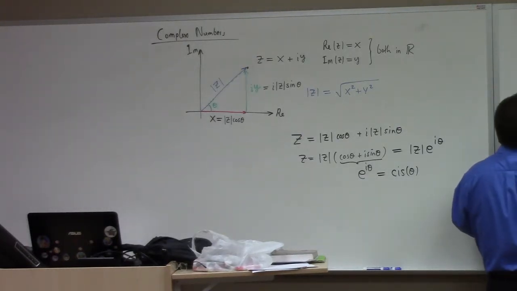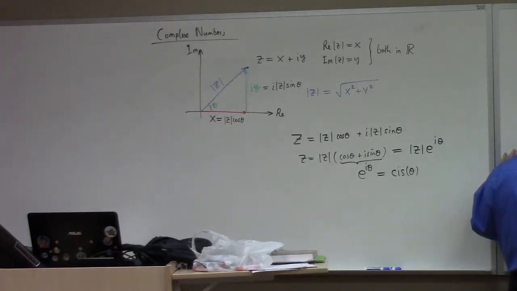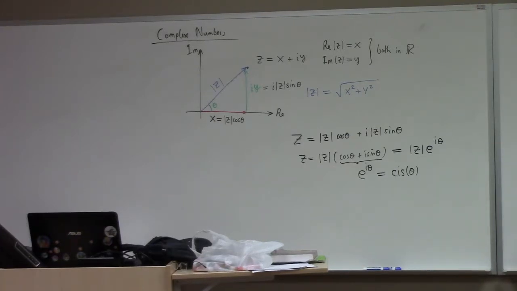Or we could say z is equal to 1/13 times 3 minus 2i, right? And so the modulus of z is 1/13 square root of 9 plus 4. So that's what? Square root of 13 over 13, which is 1 over the square root of 13. Great.